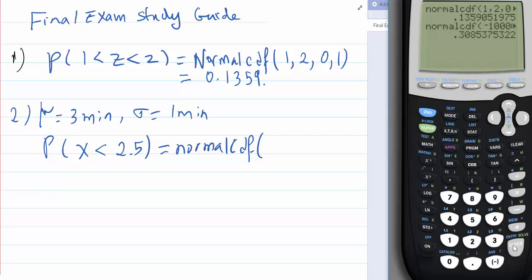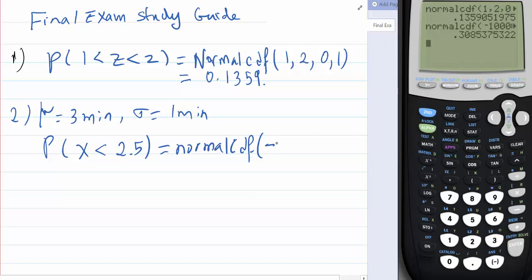So we have negative a million. If you want to put negative 1,000, it would work. 2.5 is the upper bound, comma, mean is 3, standard deviation is 1, and press enter, and your answer is going to be 0.3085.